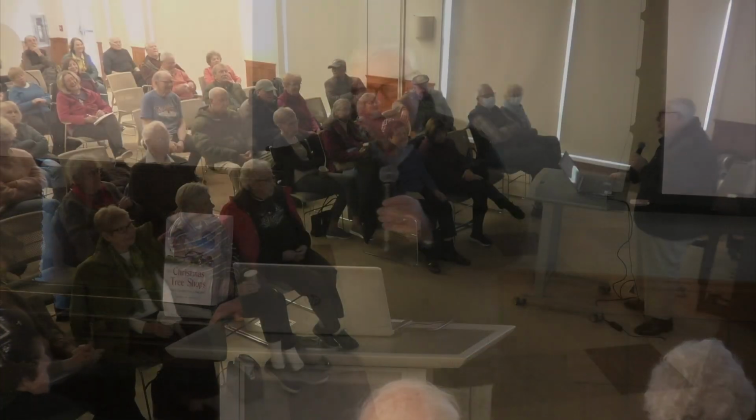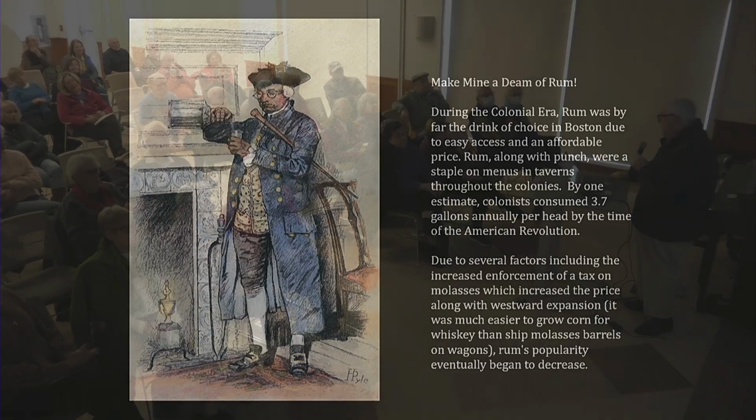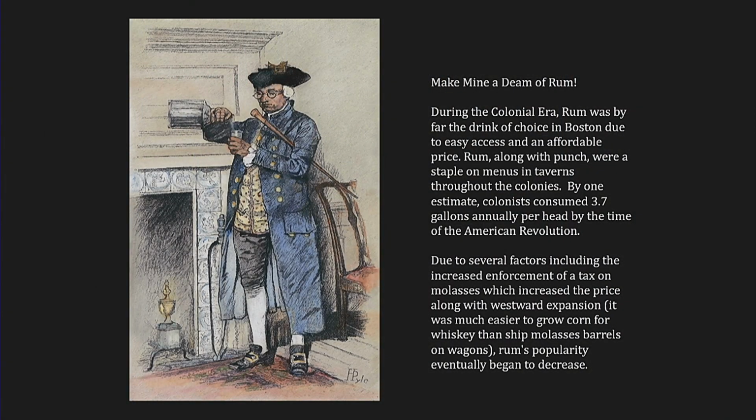But in this instance, we see a print of a young man of the Revolution. He's actually standing there in period dress with a small glass, pouring from a stoneware jug of rum, and it's called a dram. Make mine a dram of rum.